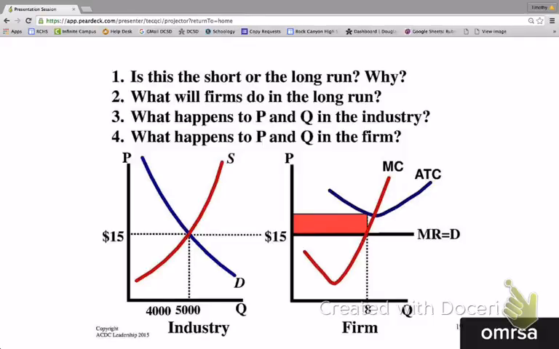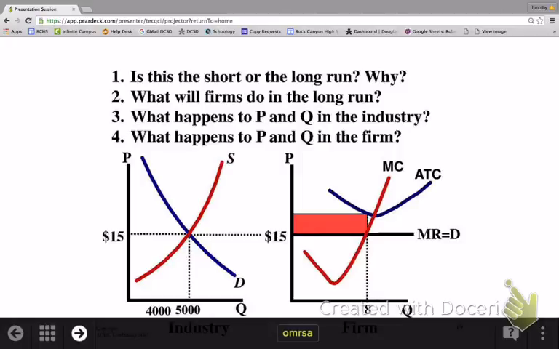So what will firms do in the long run? Well, they'll leave the industry because losses are being made. Firms will leave the industry. So what happens to price and quantity in the industry, and what happens to price and quantity in the individual firm? Let's take a look at that.